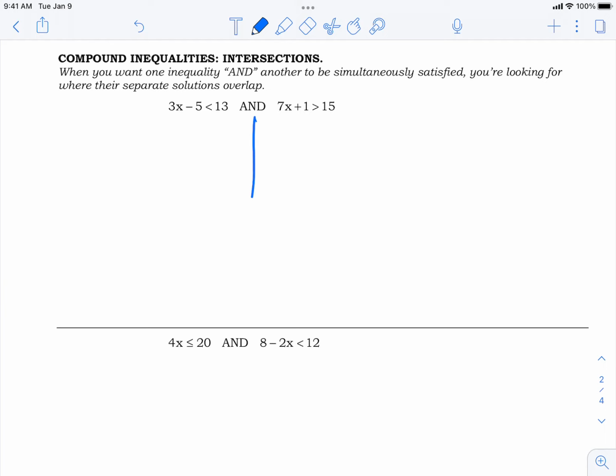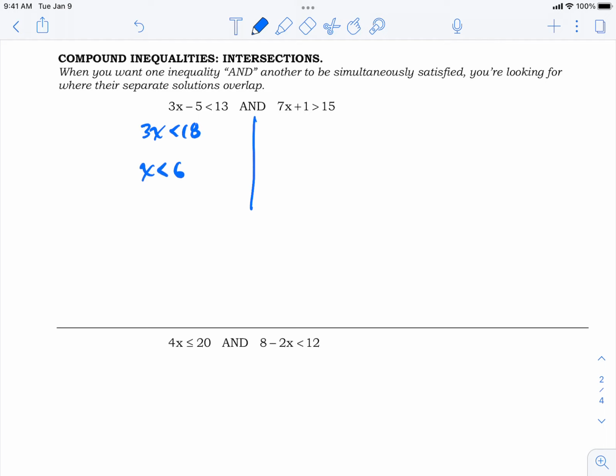Now, to begin solving these things, you want to look at each one separately. So I just put a line down there. And you solve this in the usual way. You say, how do I get the x term by itself? I add 5 to both sides. So that's going to be 3x less than 18. Now what do I do? I divide both sides by 3.